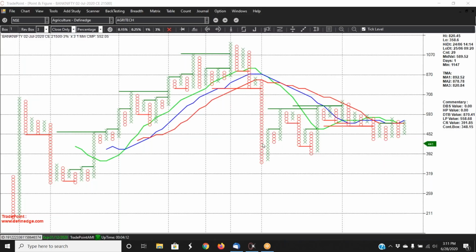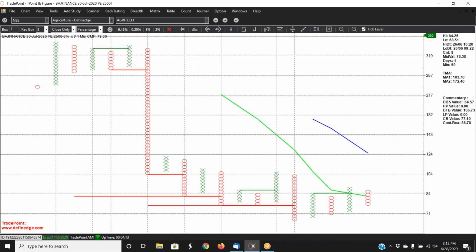So any move below 350 is quite bearish for this call, and though it is 552 now, there will be multiple supports. This support is at 450 over here and 350. So all these levels will act as support, but if they break, then Bank Nifty will become bearish. And like I said, if Bank Nifty opens gap down, this also might open gap down, and who knows, it might open below 350 tomorrow. That will be very interesting to watch.